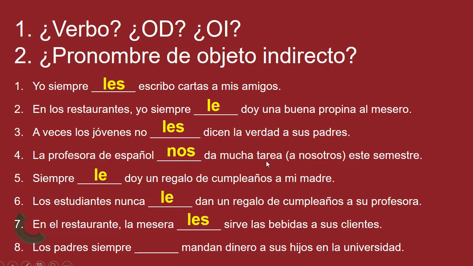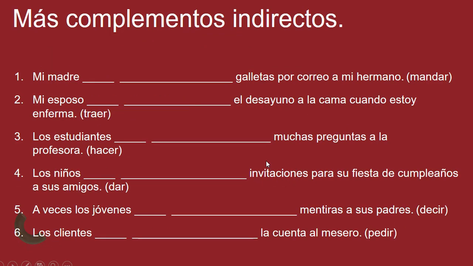So this is just some practice. I'm going to go fast to the next slide. Sometimes in some activities, you might have to put in the verb too. So the verb is going to be mandar. But remember, the verb agrees with what? With the indirect object? No. It agrees with the subject, mi madre. The verb will agree with that. It will be manda.